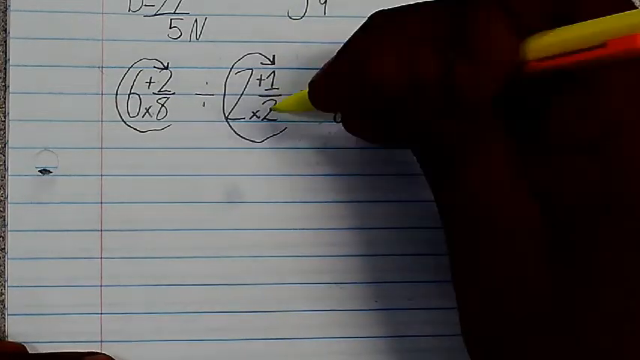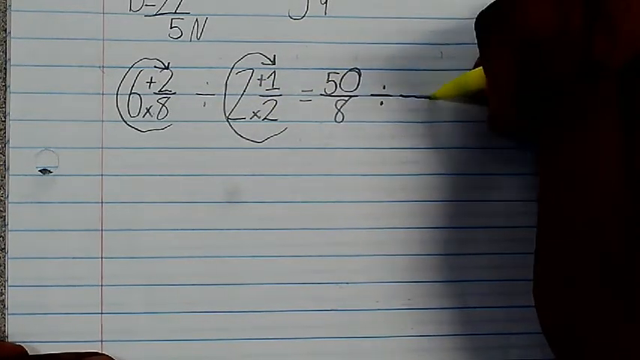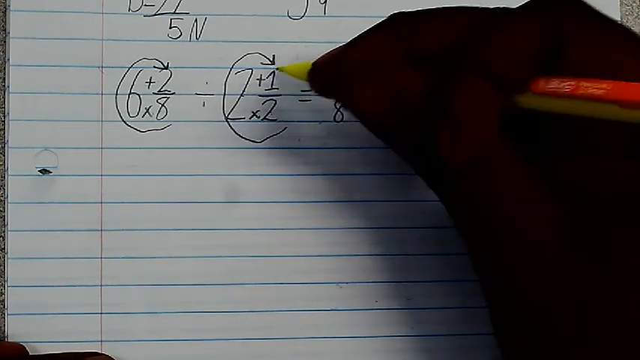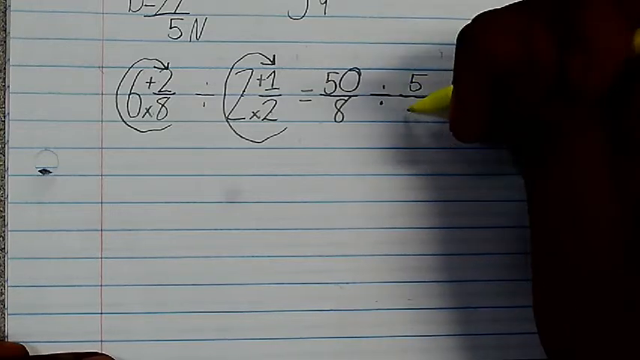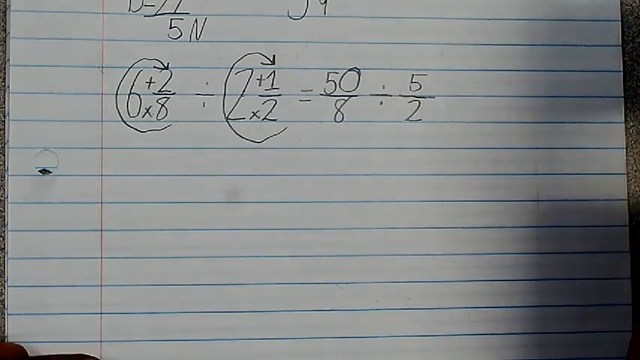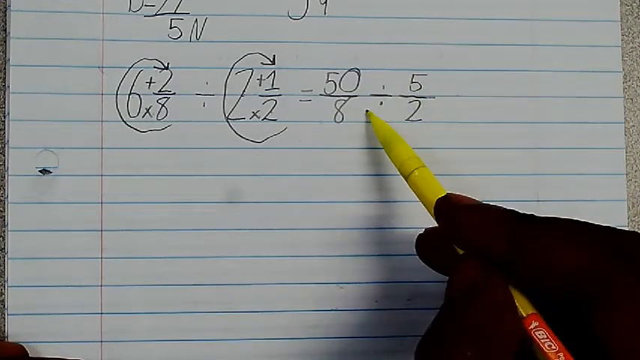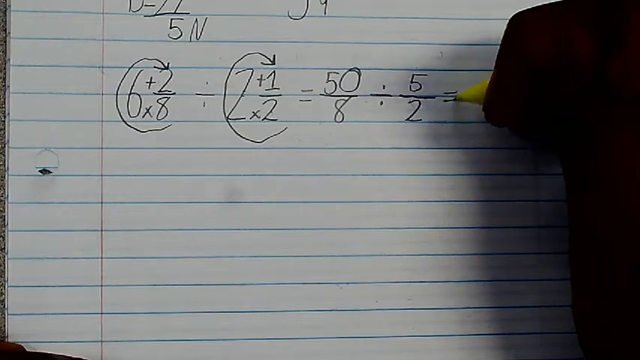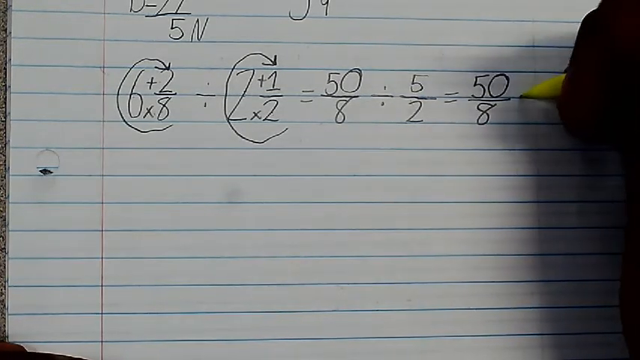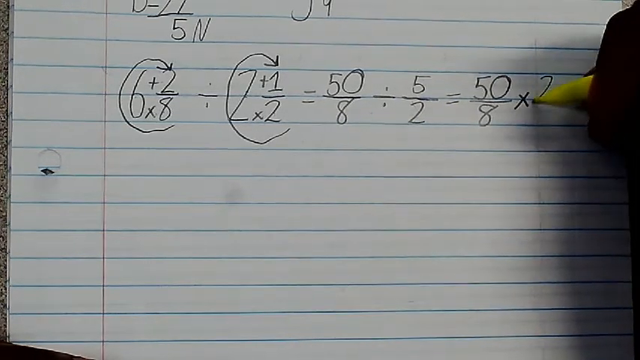Then we have 2 and 1/2. So we have to change that, write the division symbol. So we have 2 times 2 is 4. 4 plus 1 is 5. And that's 5 halves. So now we're going to rewrite this using the reciprocal of the second term and multiplying it. Okay? So now here we have 50/8 times, instead of 5 halves, we're going to have 2/5.